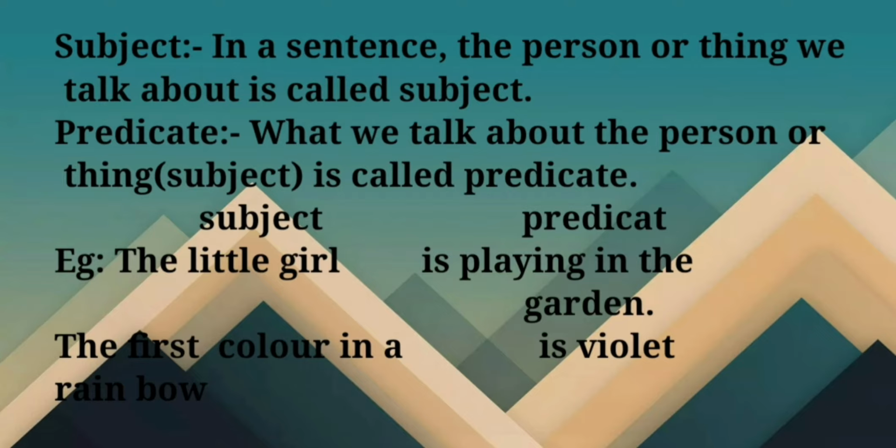We use what and who to find out the subject in a sentence. For example, in the first sentence, if we say who is playing in the garden, the answer is the little girl. It means the little girl is the subject. In the second sentence, what is violet? The first color in a rainbow. So, we can use who and what to find out the subject in a sentence. Most important thing, the verb is always part of the predicate.